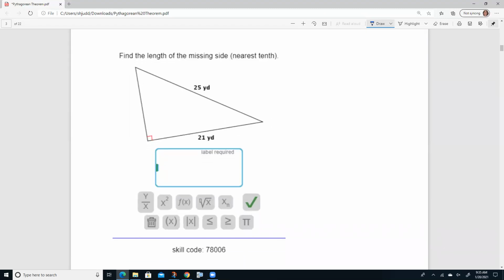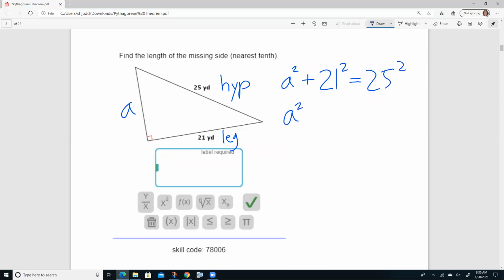Now this one, notice something. I have the leg here and the hypotenuse, which means I can say, I'll just call this A, just for the sake of ease. So A squared plus 21 squared equals 25 squared. Notice the hypotenuse stays by itself. So this is going to give me A squared plus 441 equals 625. So in order to solve, before I take the square root, I actually have to do some subtraction. Minus 441.